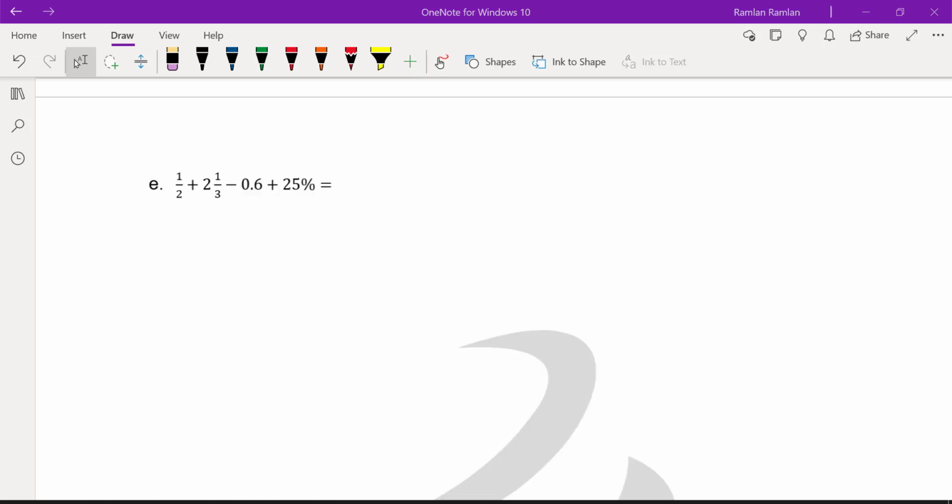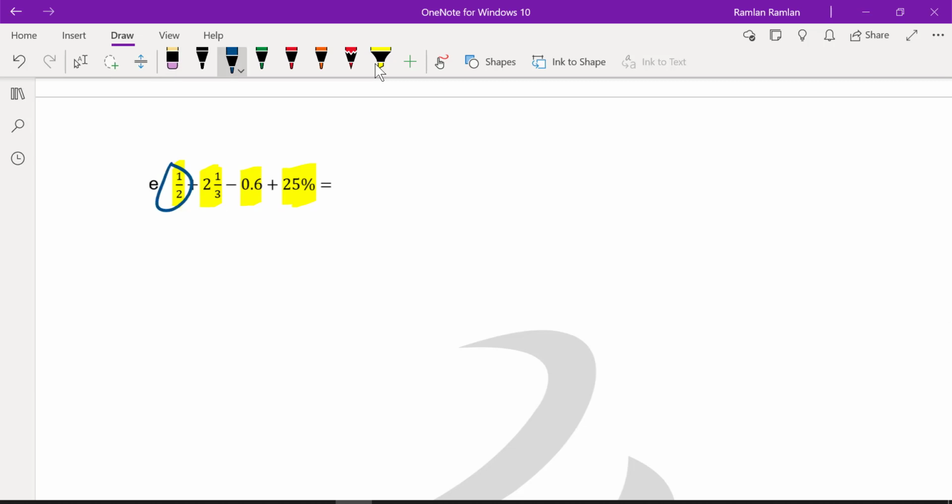Okay, moving on to question E. Here we have a different form, right? We have a fraction, we have a mixed number, we have a decimal, and we have a percentage. Now, my suggestion, guys, is that you convert these into fractions, because that is the easiest one. Actually, you can use decimals, but sometimes they can have a recurring decimal and you haven't learned about it. That's why my suggestion is to change all of them so that they have the same form, which is a fraction.